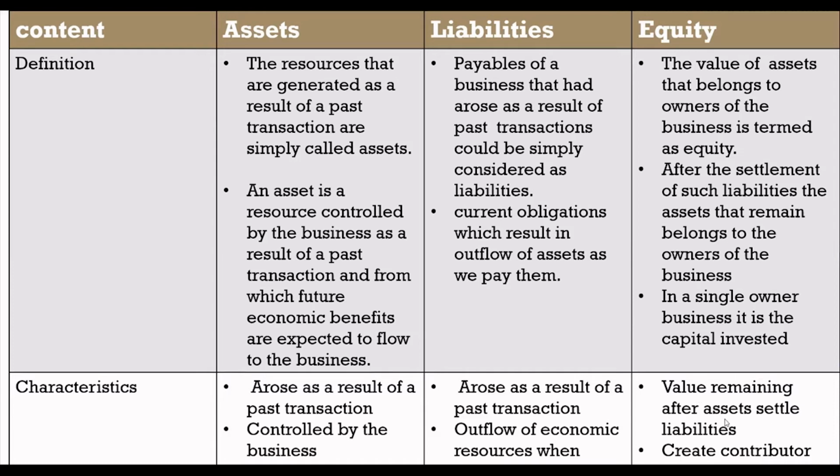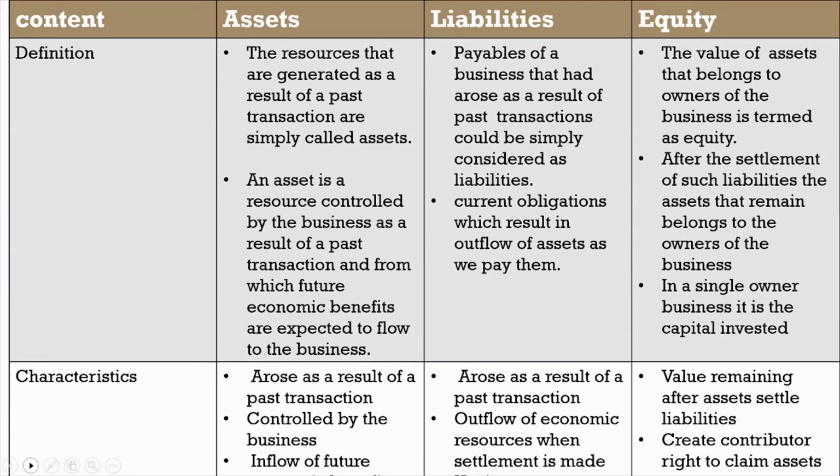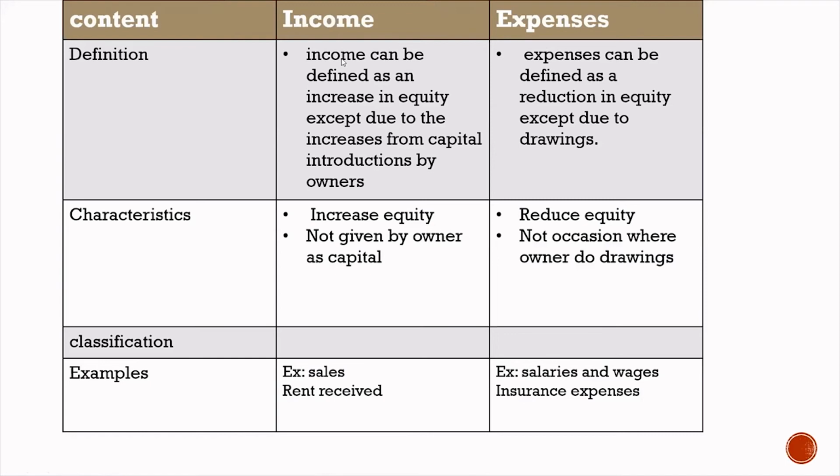The value remaining after assets settled by liabilities is the equity, and it creates contributor right to claim assets. So equity, the owner has the right to claim assets for the money he has given. So that right is given to the owner. So I hope you got an idea what assets, liabilities and equity are. Now we are going towards the rest of the elements, the last two, income and expenses. So what is income? Income can be defined as an increase in equity.